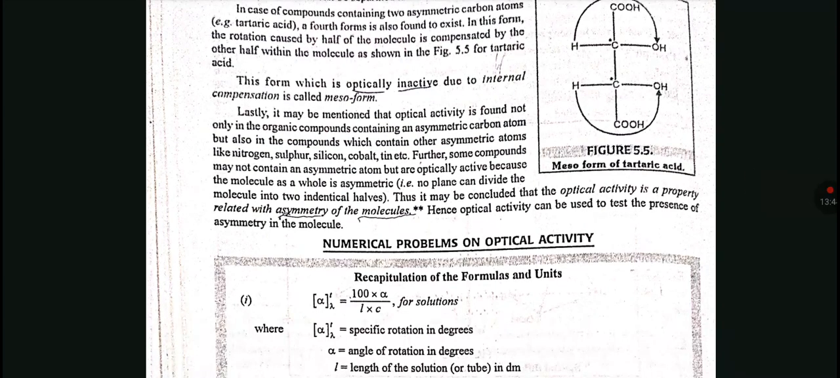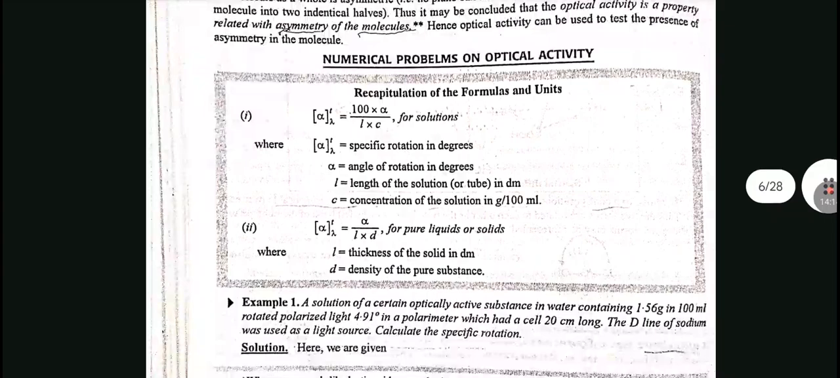Lastly, it may be mentioned that optical activity is found not only in organic compounds containing an asymmetric carbon atom but also in compounds which contain other asymmetric atoms like nitrogen, sulfur, silicon, cobalt, tin, etc. Further, some compounds may not contain an asymmetric carbon but are optically active because the molecule as a whole is asymmetric. Thus, it may be concluded that optical activity is a property related to asymmetry of the molecules, and optical activity can be used to test the presence of asymmetry in the molecule.